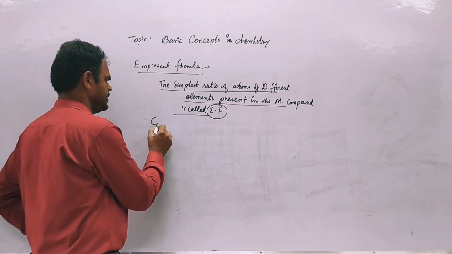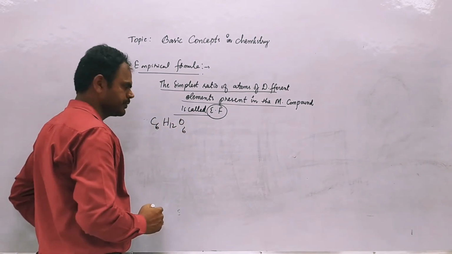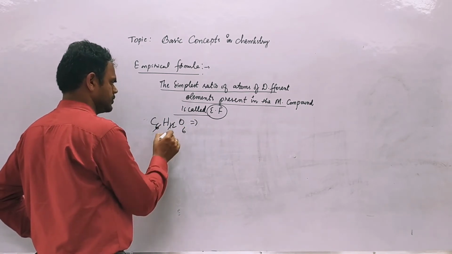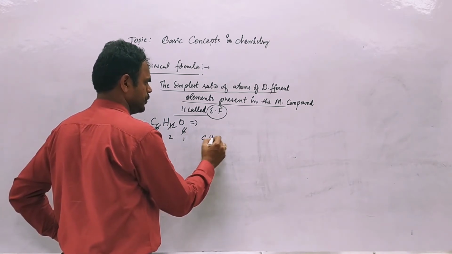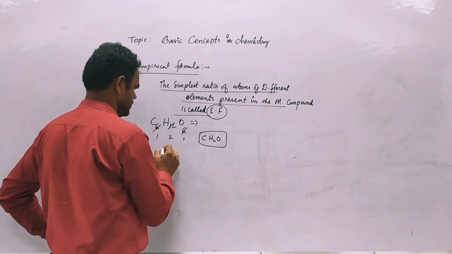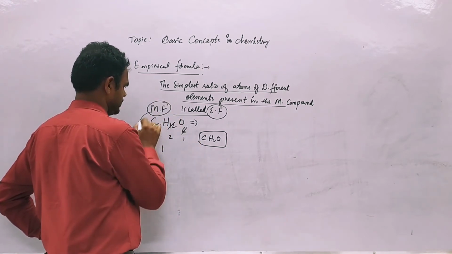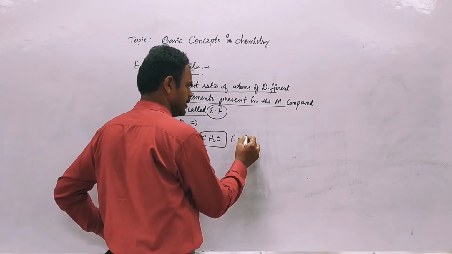For example, C6H12O6, I am taking this, the glucose. What is the simplest ratio? 6:1, 12:2, 6:1. You will get CH2O as the empirical formula. This one is the molecular formula, and this is the empirical formula.